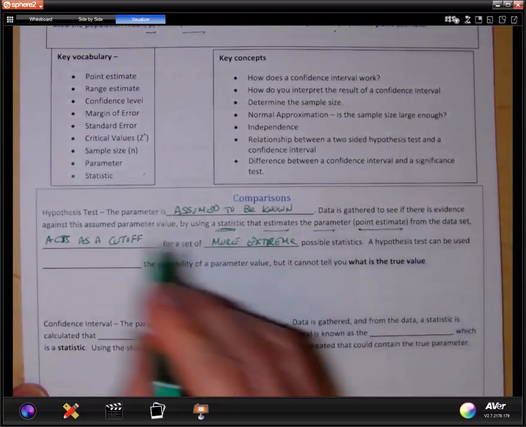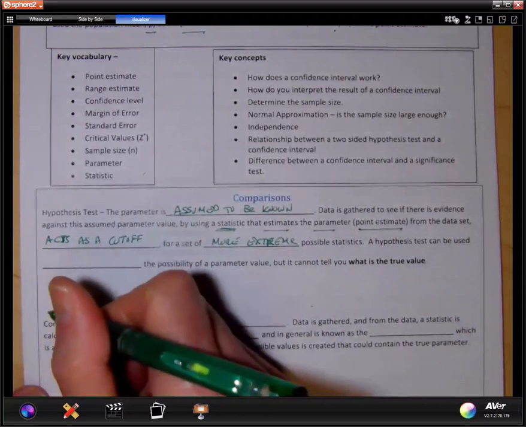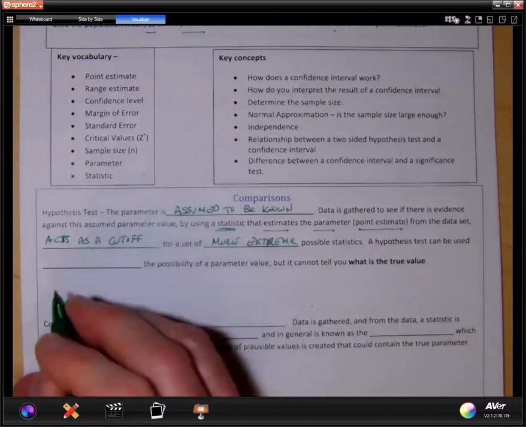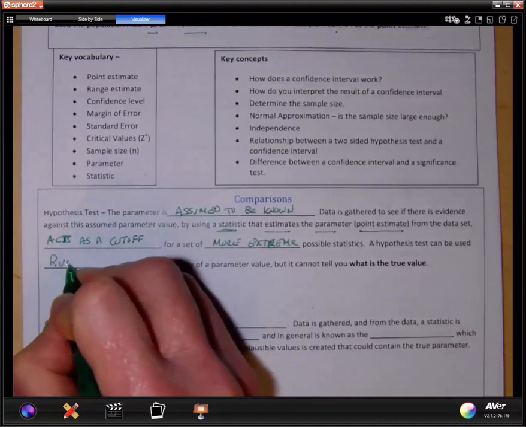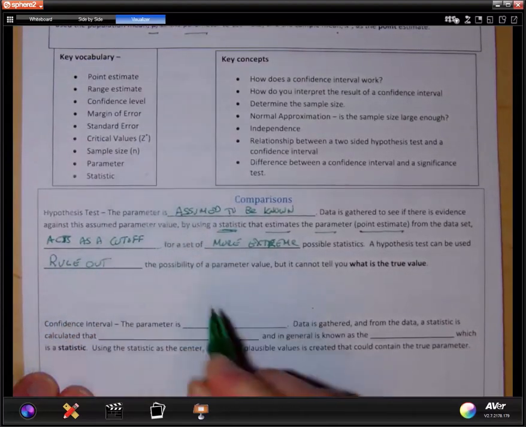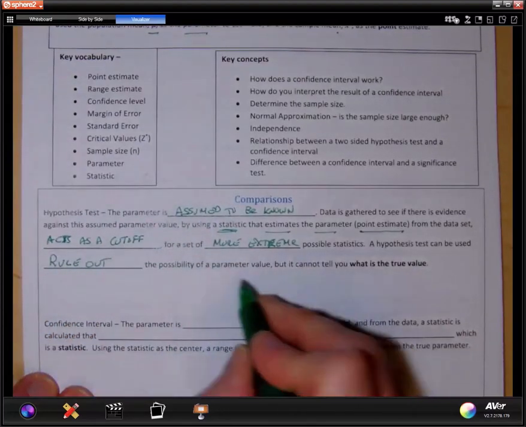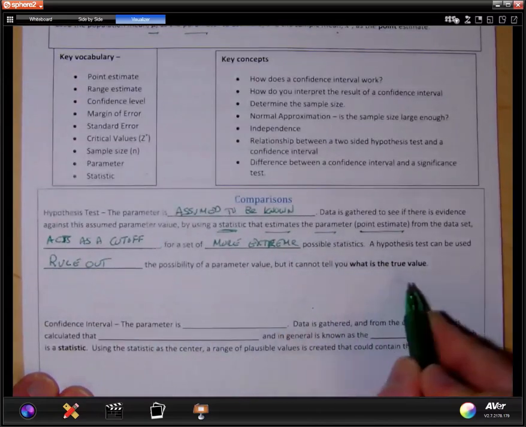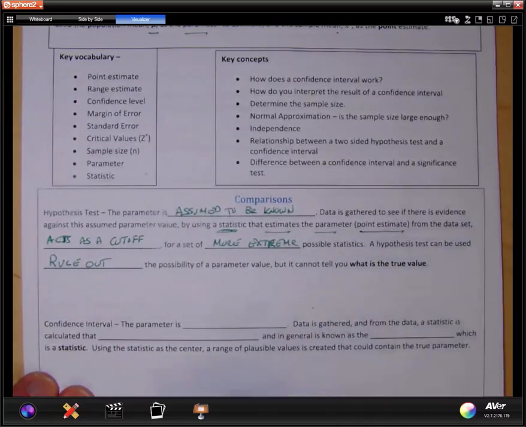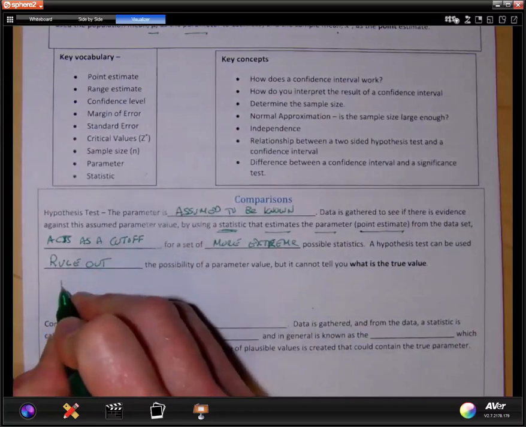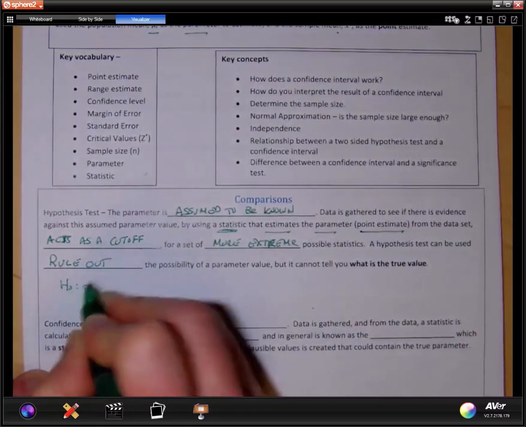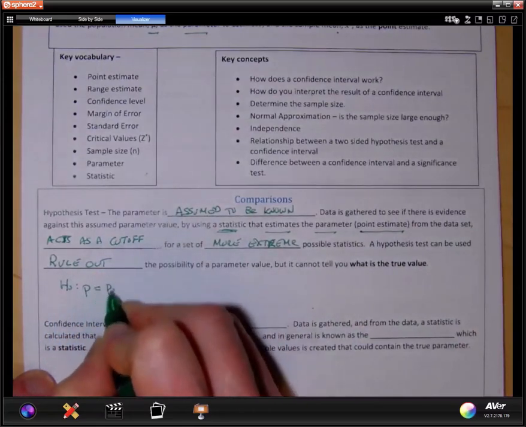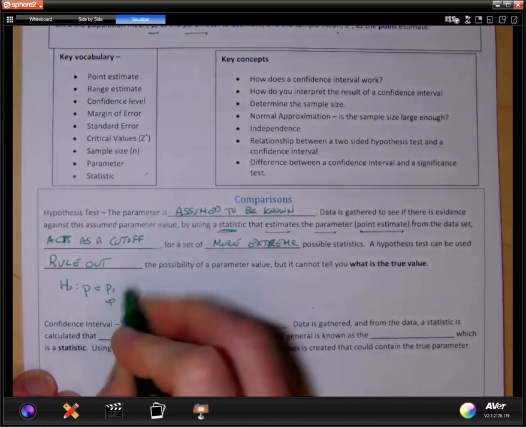A hypothesis test can be used to, well, here's the big thing. What can it be used for? Rule out the possibility of a parameter value. In other words, the null. But it cannot tell you what the true value is. So the idea, again, as we already looked at. I'm using P here. This is some value, and we assume it to be true.